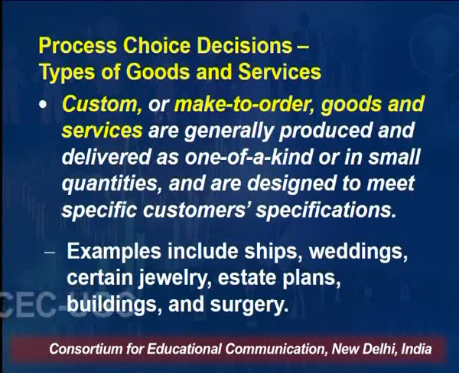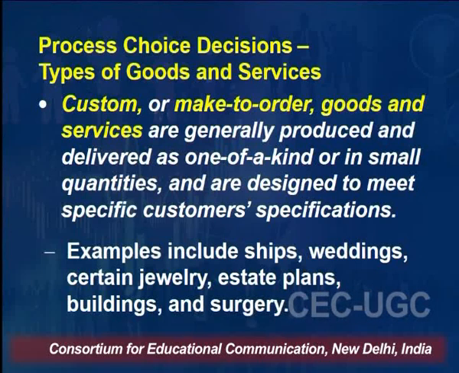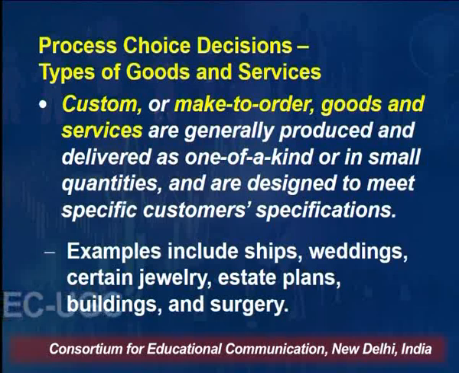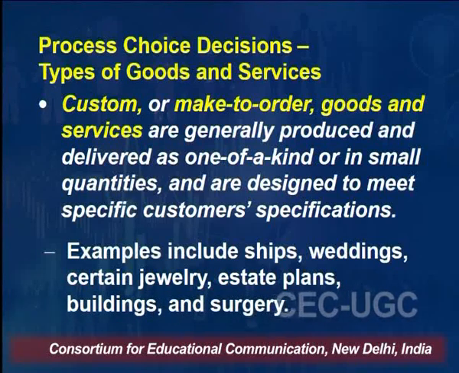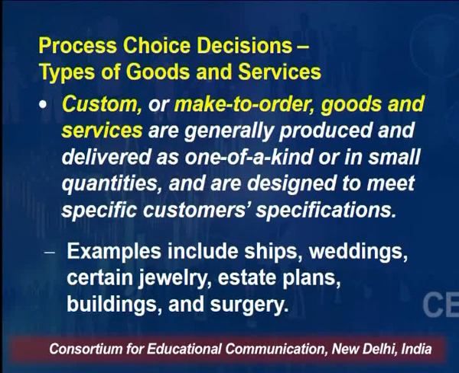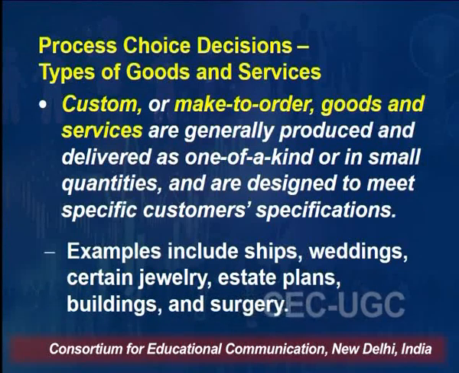Number one, custom or make to order goods or services are generally produced and delivered as one of a kind or in small quantities and are designed to meet specific customer specifications. Examples include ships, weddings, certain jewelry, estate plans, building and surgery. So these are customized orders, whether it is a manufacturing order or a customized service.